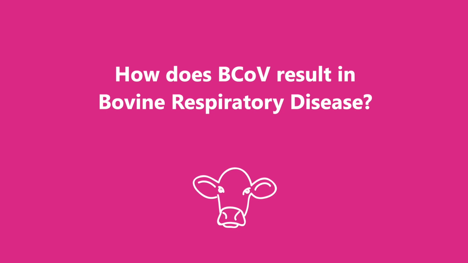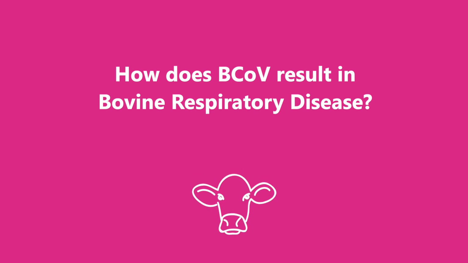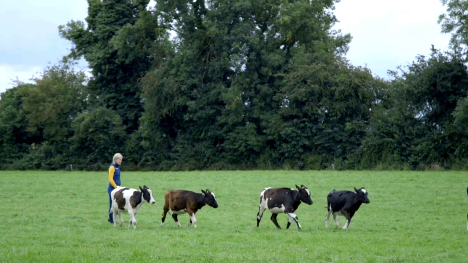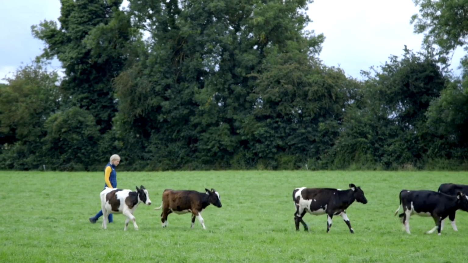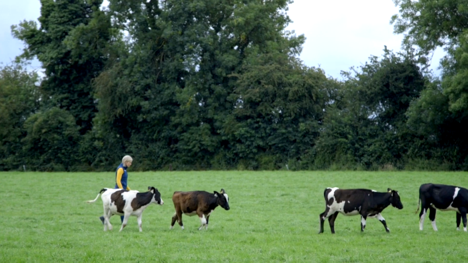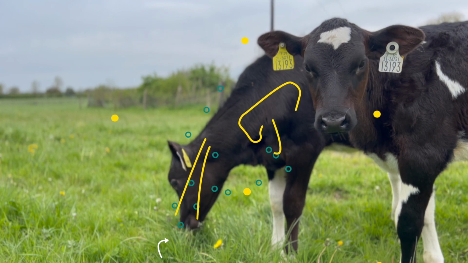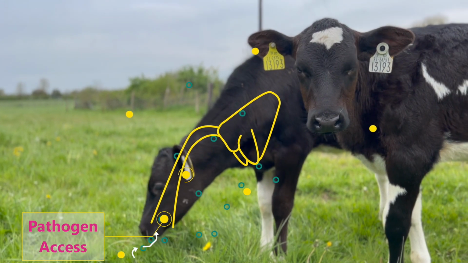How does bovine coronavirus result in bovine respiratory disease? Well, we'll start off with healthy cattle. In calves, there are ciliated epithelial cells and goblet cells in the upper respiratory tract that form the innate defence mechanism. Goblet cells in these healthy calves produce a thick viscous layer, and this viscous layer traps pathogens and debris in the respiratory tract, preventing them moving down to the lower respiratory tract.